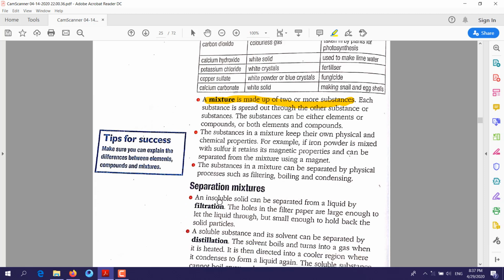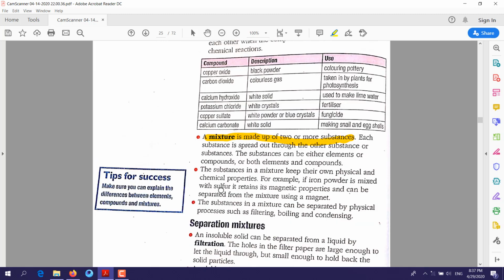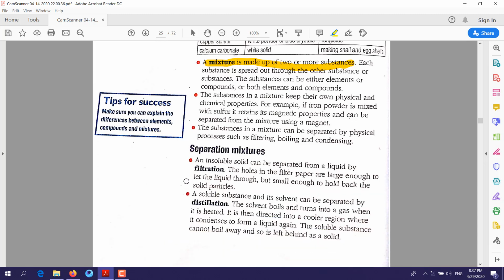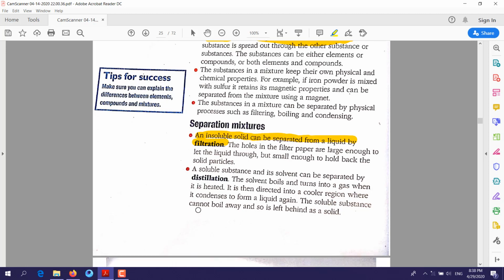Let's take an example of a mixture. How can we separate mixtures? We have some ways. The first one is filtration. In a mixture, if you have a liquid mixed with a solid that does not dissolve in the liquid, how can we separate them from each other? We can separate them by filtering them. An insoluble solid can be separated from a liquid by filtration.